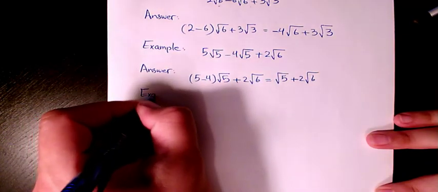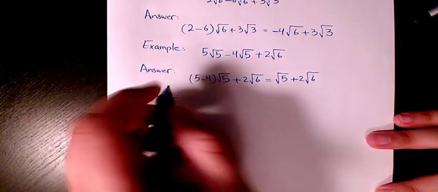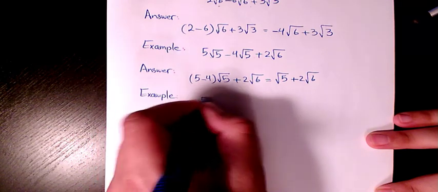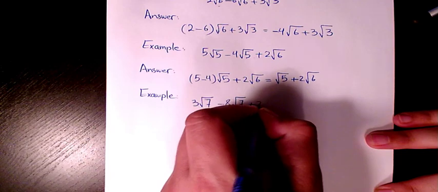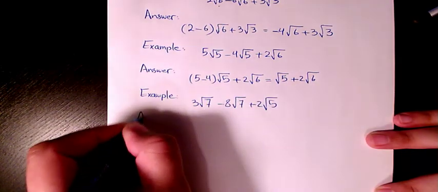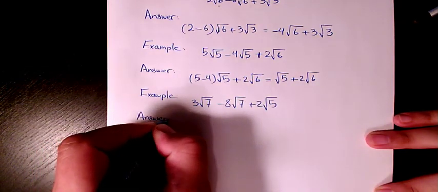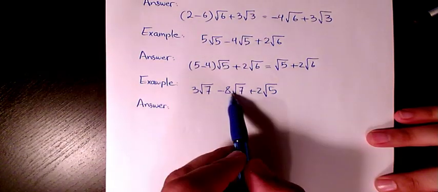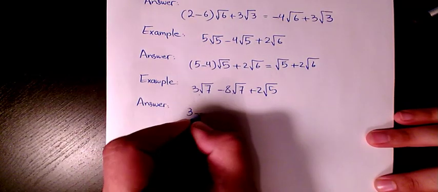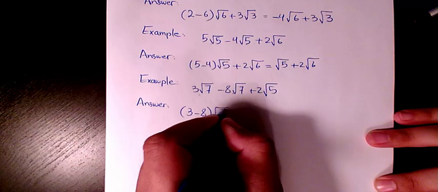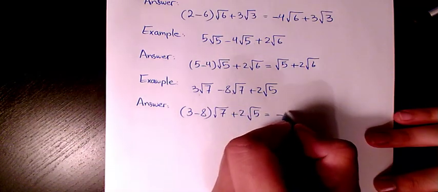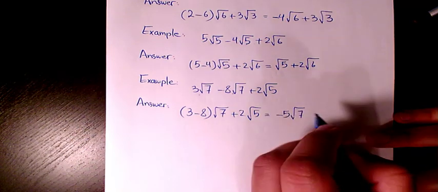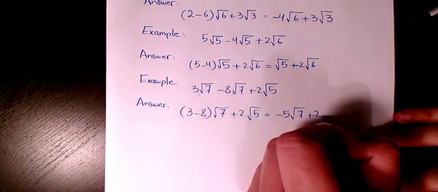Next example is 3 root 7 minus 8 root 7 plus 2 root 5. The answer is to collect the like terms. These two are like terms. We have 3 minus 8 root 7 plus 2 root 5. 3 minus 8 is negative 5 root 7 plus 2 root 5.